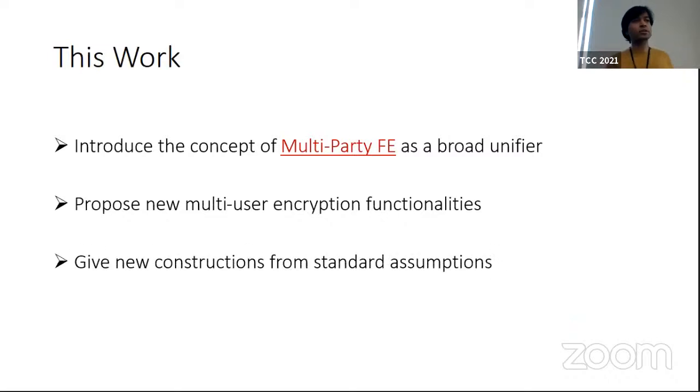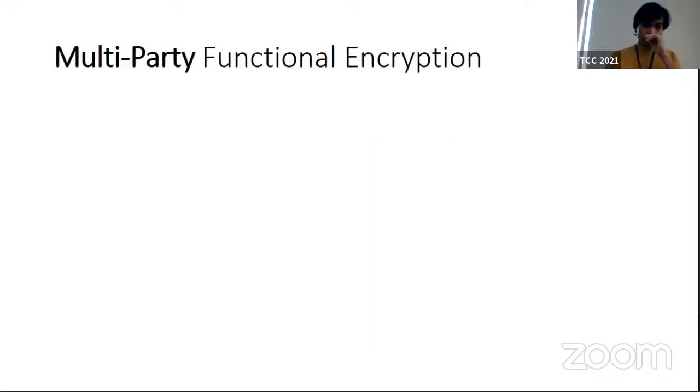And to that end, in this work, we introduced the concept of multi-party functional encryption as a broad unifier over all these encryption functionalities. We propose some interesting multi-user encryption functionalities, which had not been previously considered, but seem very meaningful. And we also give new constructions from a lot of standard assumptions.